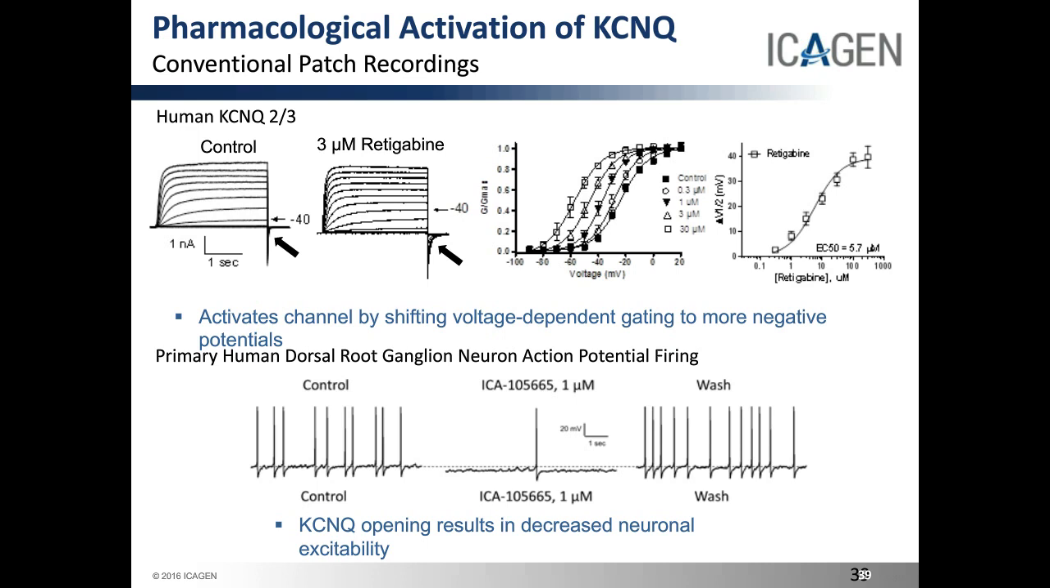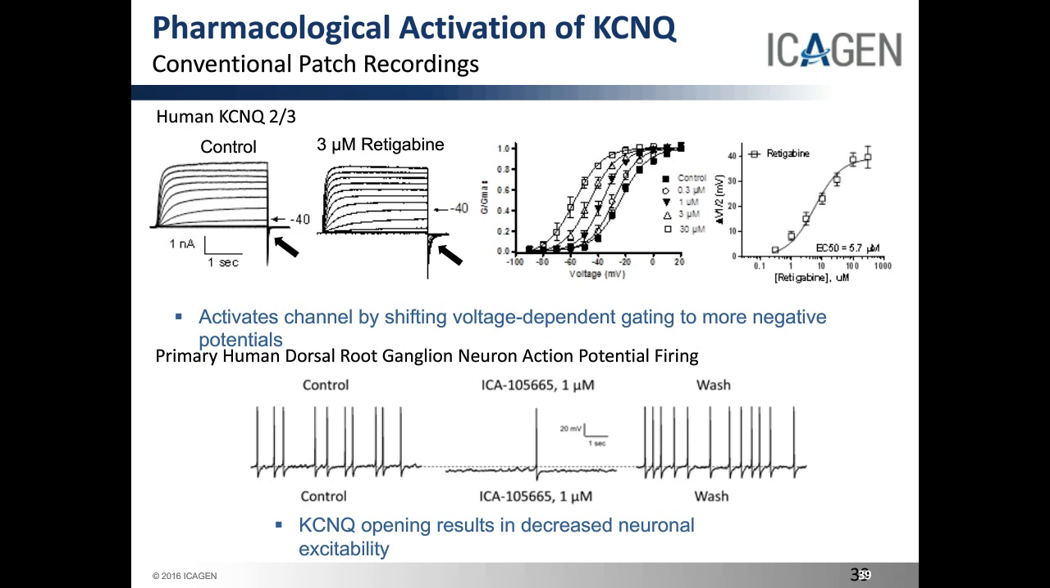So this type of opener shifts the gating of the channel, allowing it to open at more hyperpolarized potentials. So how does this reduce neuronal excitability? Well, to answer that, we performed current clamp recordings of primary human dorsal root ganglion neurons in both control conditions and with a second KCNQ opener, ICA-105665.